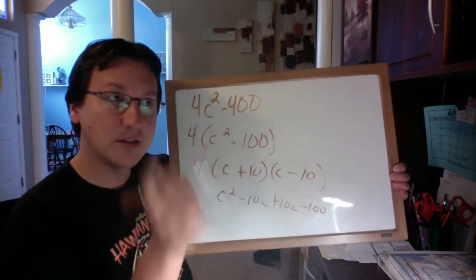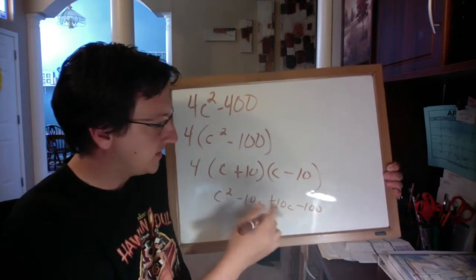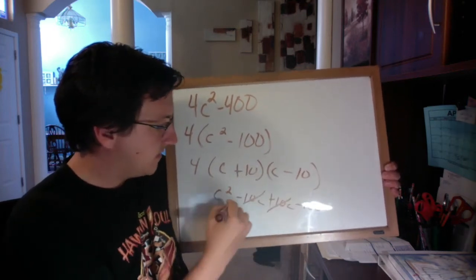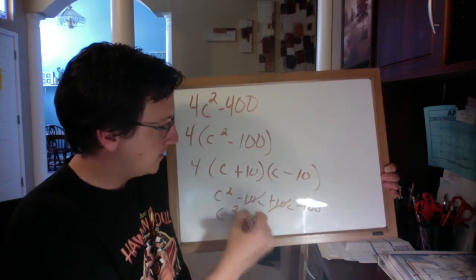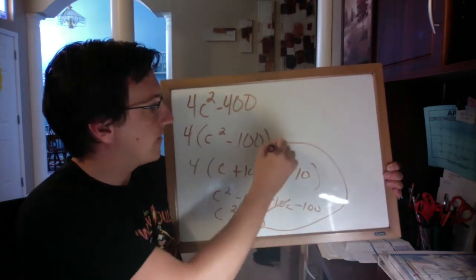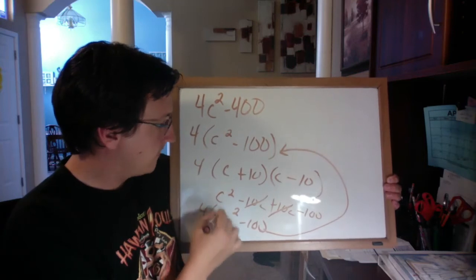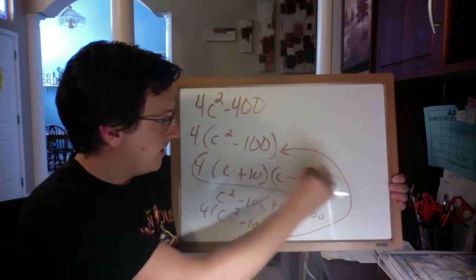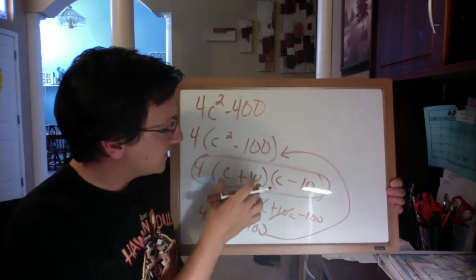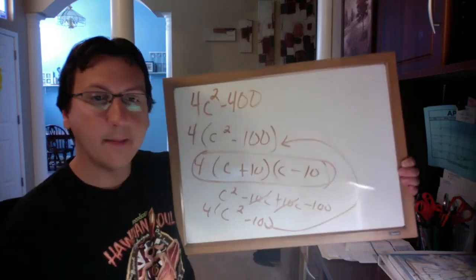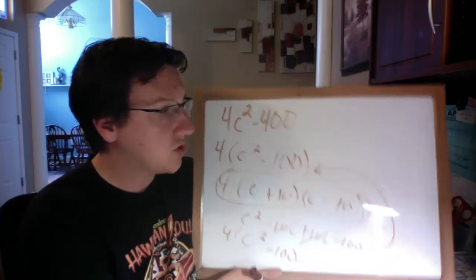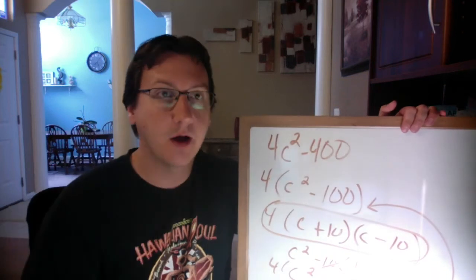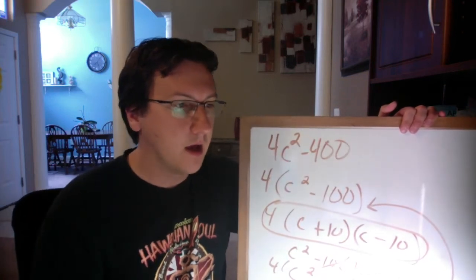As I told you in the first example, negative 10c plus 10c, those cancel out, leaving me with c squared minus 100, which is what I had right there. And just don't forget the 4, of course. So that is my answer. 4 times the quantity c plus 10 times the quantity c minus 10. So all we're doing is those 3 types of problems today, just a variety of them.